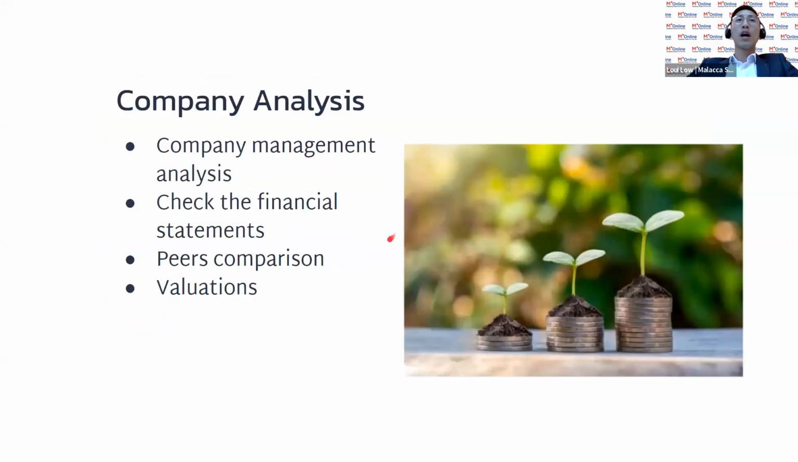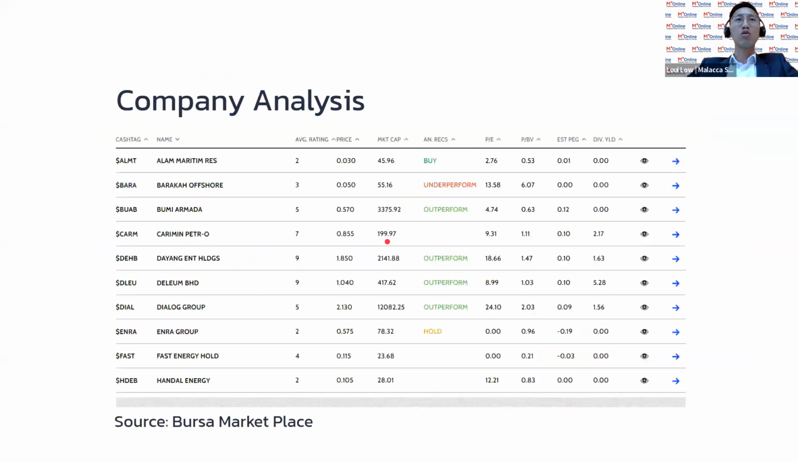Okay. So under company analysis, I will just go through it very easily. You can go to Bursa Marketplace to come up with this kind of table. It is within Bursa itself and very easy to use. You can check through what the analyst recommendations are. First of all, you can check the PE, the PB, estimated PEG, dividend yield, and things like that. We believe that Bursa's initiative is very good in terms of how they put out the information for investors, so you can glance through most of it.